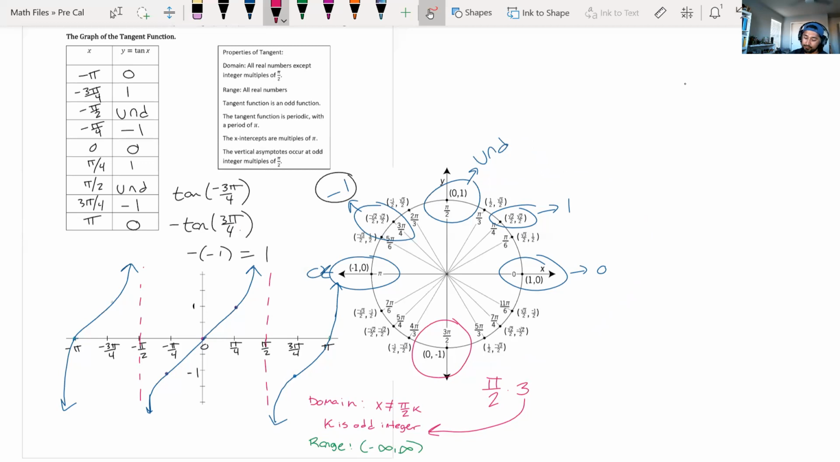All right, good with that? Yeah, basically it's whatever the coefficient in front of pi is, it can't be even, it has to be odd. Exactly. If it's even, it actually becomes an x-intercept.